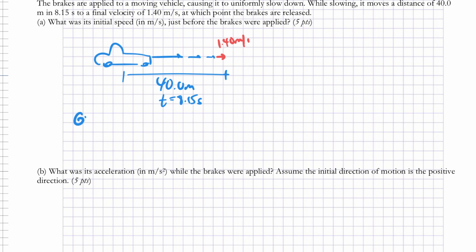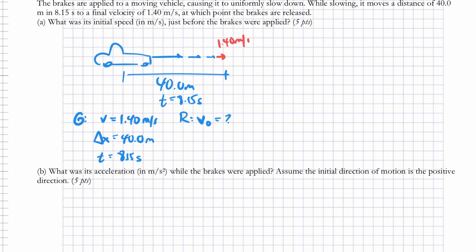So here we go. We got givens. The final velocity is 1.40 meters per second. The displacement over that time is 40.0 meters. And the time is 8.15 seconds. Okay, and then what are we looking for? We're looking for V naught.